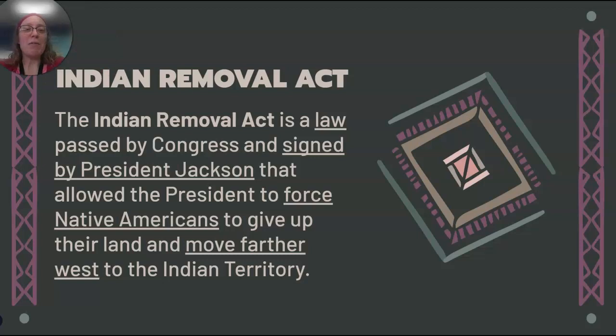The first word is the Indian Removal Act. The Indian Removal Act is a law passed by Congress and signed by President Jackson that allowed the president to force Native Americans to give up their land and to move farther west to the Indian Territory. That's not one that's on your vocabulary page, but it is one you need to understand. This is what it is. So if you need to refer back to what is the Indian Removal Act, this is where you can find that information. It was a law that President Jackson asked Congress to pass. He really, really wanted it, and then he signed it into law.